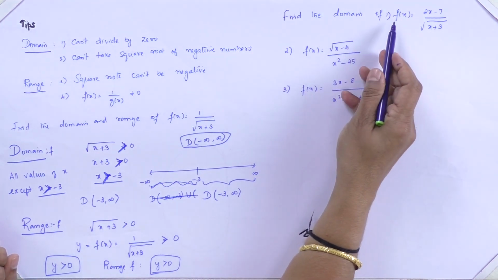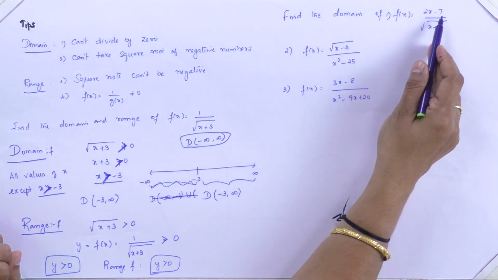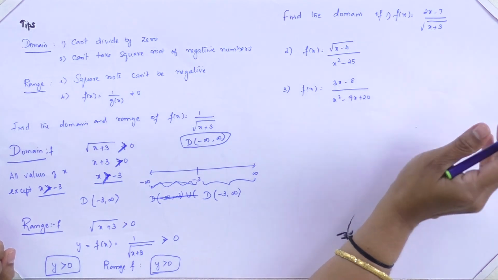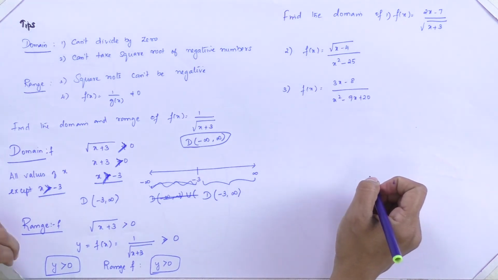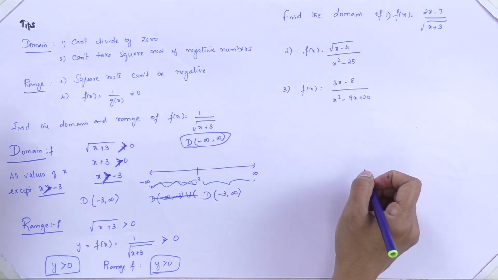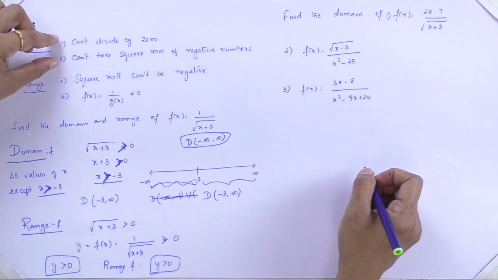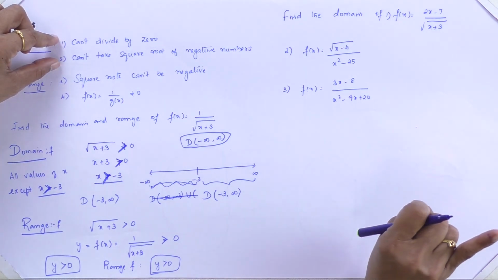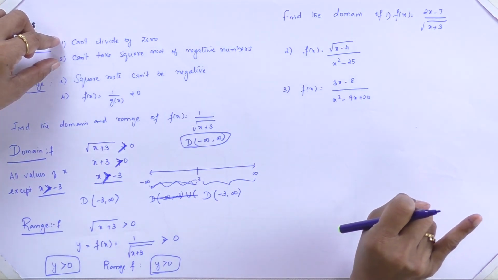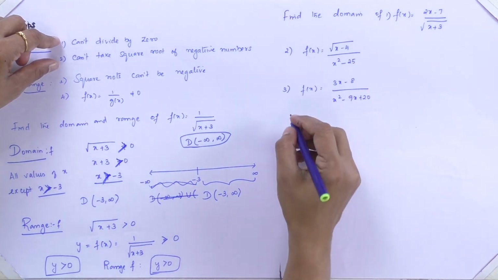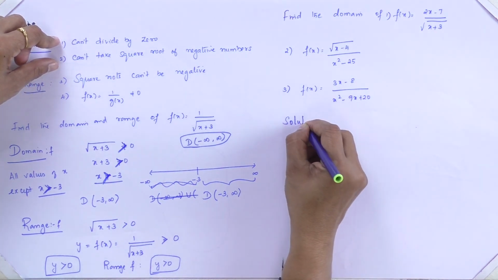Find the domain of the function f of x is equal to 2x minus 7 divided by square root of x plus 3. How do we find the domain? The domain says that there are 2 points we will have to keep in mind: can't divide by 0 and can't take the square root of negative numbers. So now we will see the solution here for the first one.